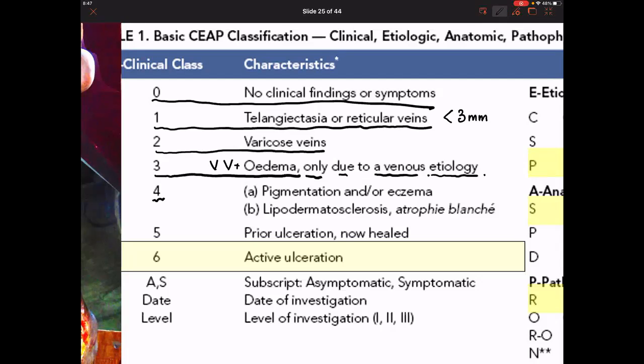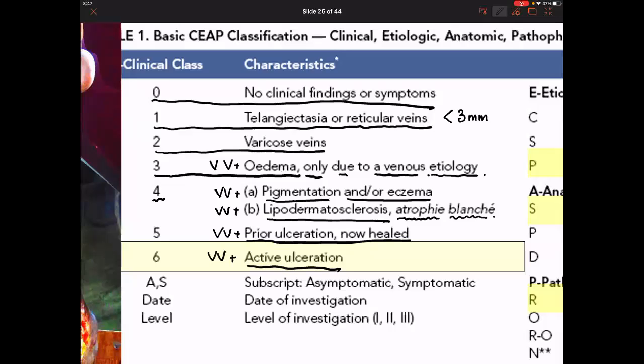What is a grade 4? Varicose vein plus pigmentation and or eczema. Varicose vein plus lipodermatosclerosis, also called atrophie blanche. What is that one? I'm going to show you. Varicose vein plus prior ulceration now healed. Varicose vein plus active ulcer. Have you written this? Have you completed writing?